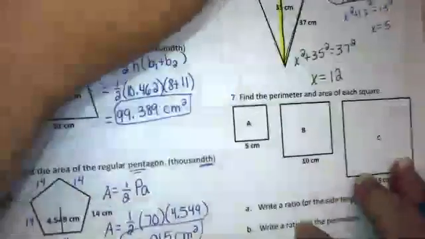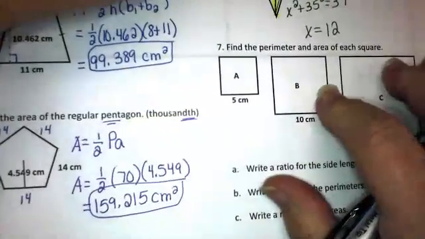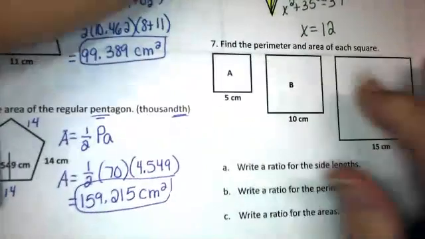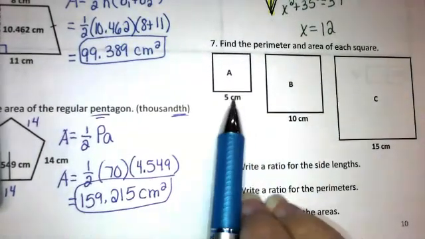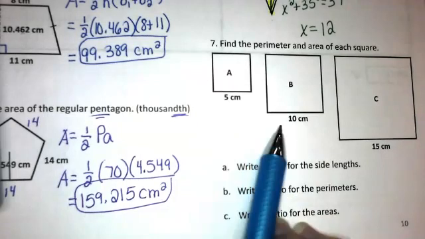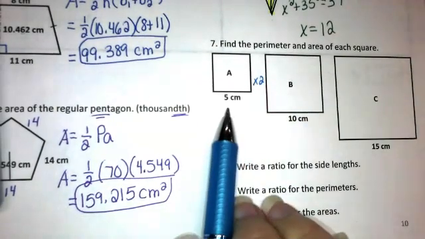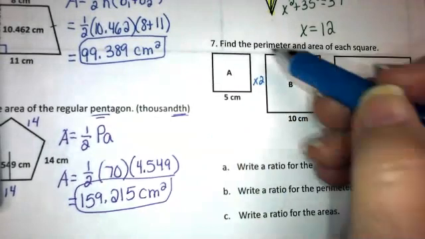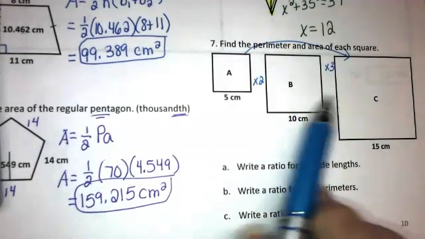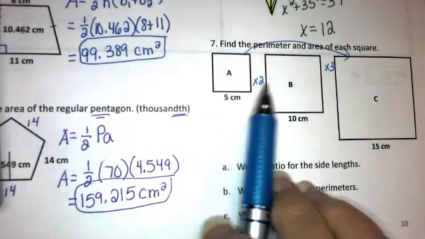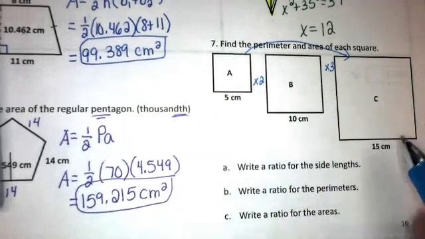All right, the last example we're going to look at has to do with what we call dimension changes. So I'm going to take a square and I'm going to change the dimensions. Notice the first square is 5, the next one's 10, so I did times 2. And then from 5 to 15, I did times 3. So we're going to see what happens to these different squares when I find the areas and the perimeters and how they compare to each other.